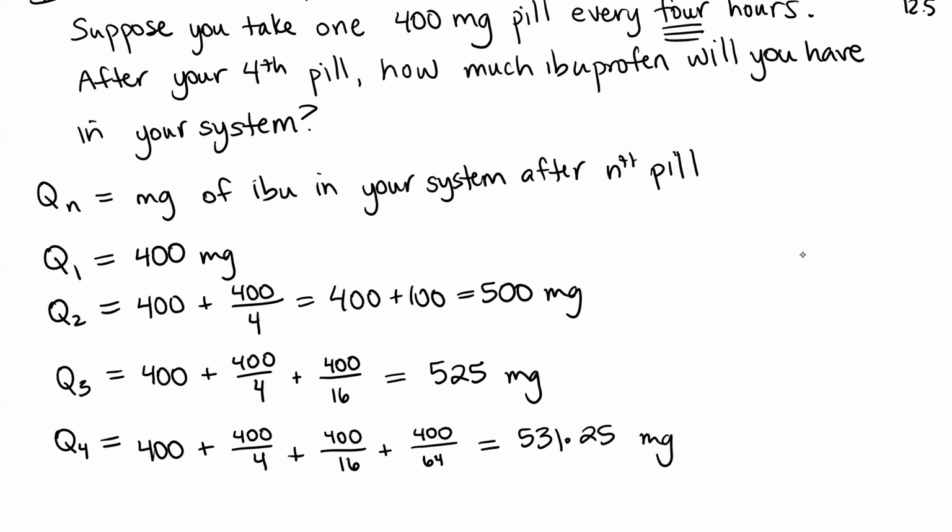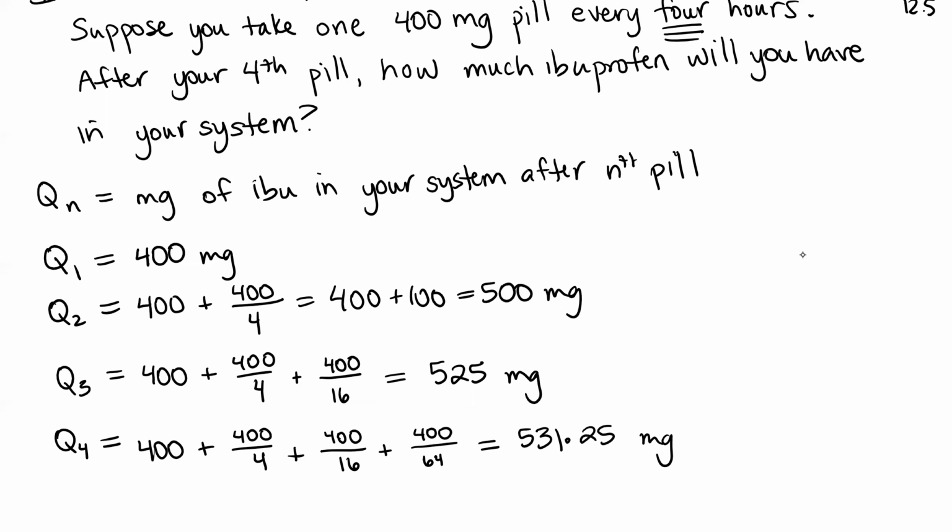Okay, so we can see that going from just 1 pill to 2 pills spread out over 4 hours, we increase by 100 milligrams. And then when we let another 4 hours pass and take another pill, we get up to 525 milligrams. And if we let another 4 hours pass and take another pill, we get up to 531.25 milligrams.